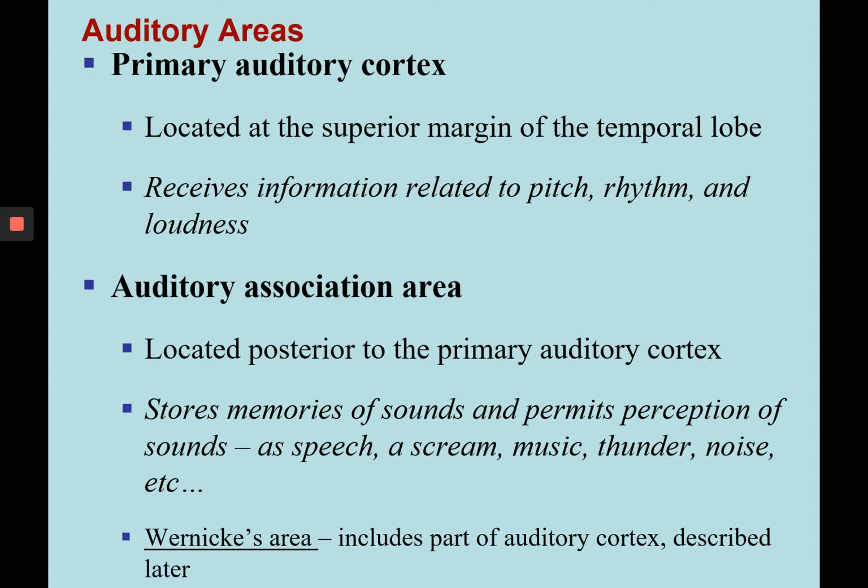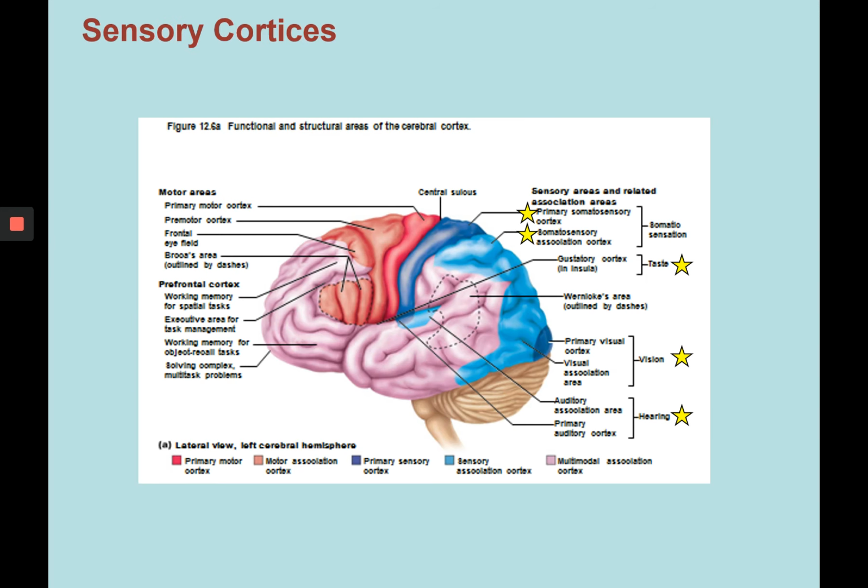Another area we just want to mention briefly is Wernicke's area. Wernicke's area is a sensory area, but it is located in the auditory cortex. It is also, like Broca's area, normally located in one cerebral hemisphere. So let's look for those auditory areas. So we found hearing. We see our primary auditory cortex and our association area, and they're located over here in this temporal lobe, specifically on that superior portion of the temporal lobe.